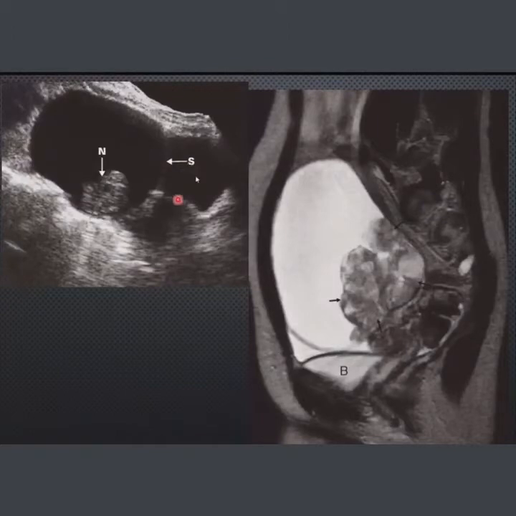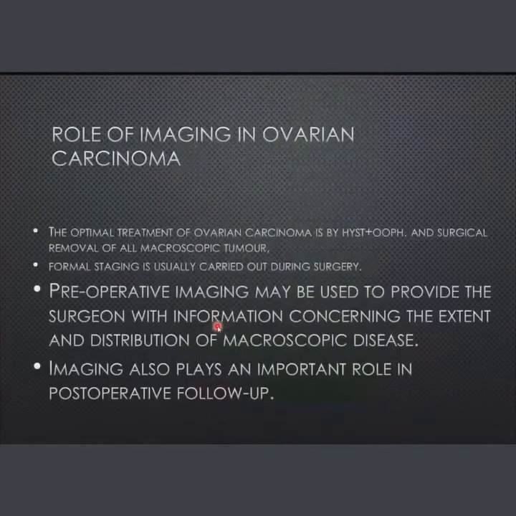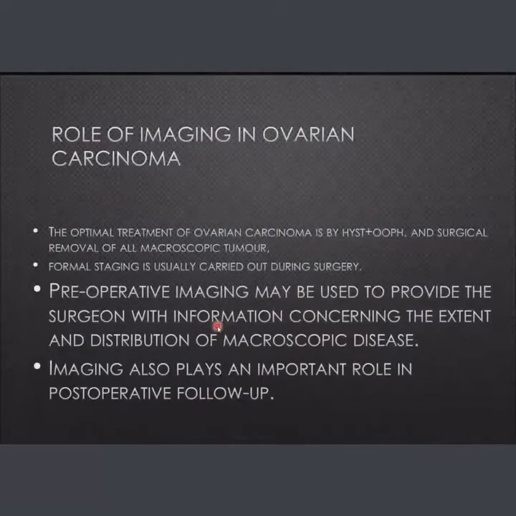This is an example of a malignant ovarian mass showing a complex cystic lesion with solid nodule and septum on ultrasound. On MRI there is a large solid component, a nodular solid component. And this is the PET CT scan of the patient showing extensive metastasis throughout the body, the visualized thoracic and abdominal cavities.